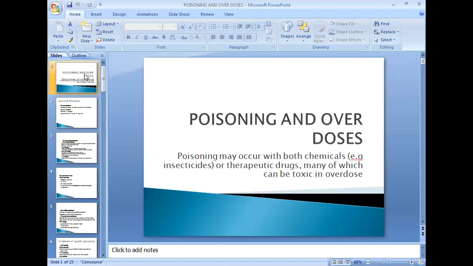Assalamu alaikum. Now we have to discuss the poisoning and overdoses of some of the drugs or the chemical agents. Poisoning may occur with both chemicals or therapeutic drugs. Chemicals can be insecticides, and therapeutic drugs in higher doses can produce toxic effects. So poisoning can be caused by both chemicals or therapeutic drugs.